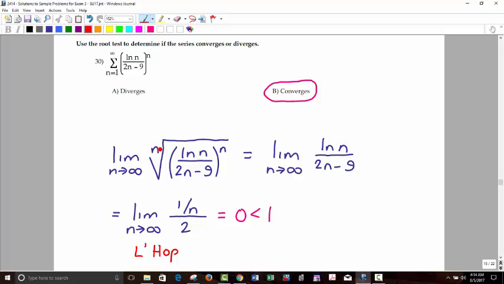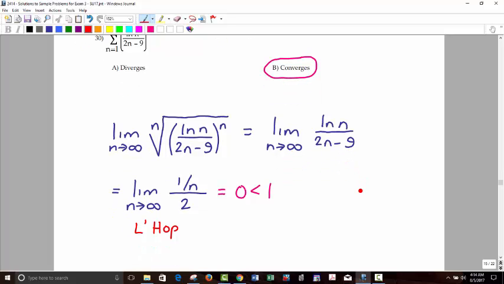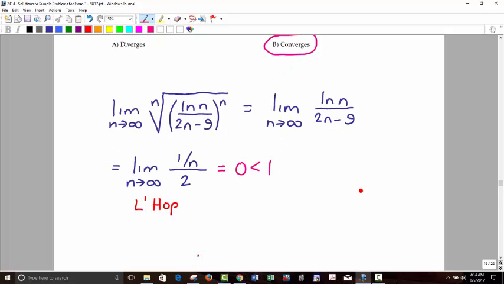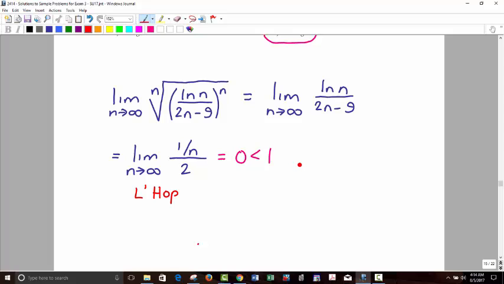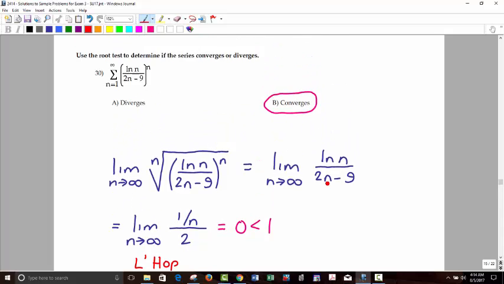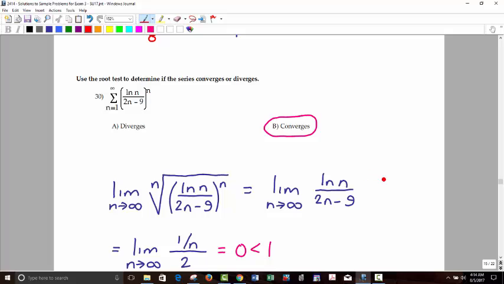Okie doke. So you're just getting rid of that nth power and evaluating the limit of the inside as n goes to infinity: ln of n over 2n minus 9. The derivative is L'Hopital's rule here. The derivative of ln of n is 1 over n. The derivative of the bottom is 2, so 1 over n over 2 goes to 0. So we absolutely have convergence here by the root test.